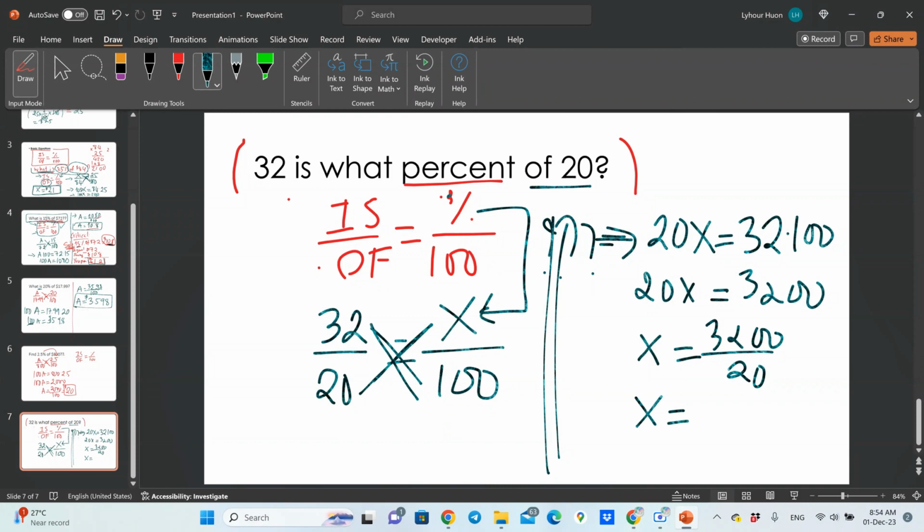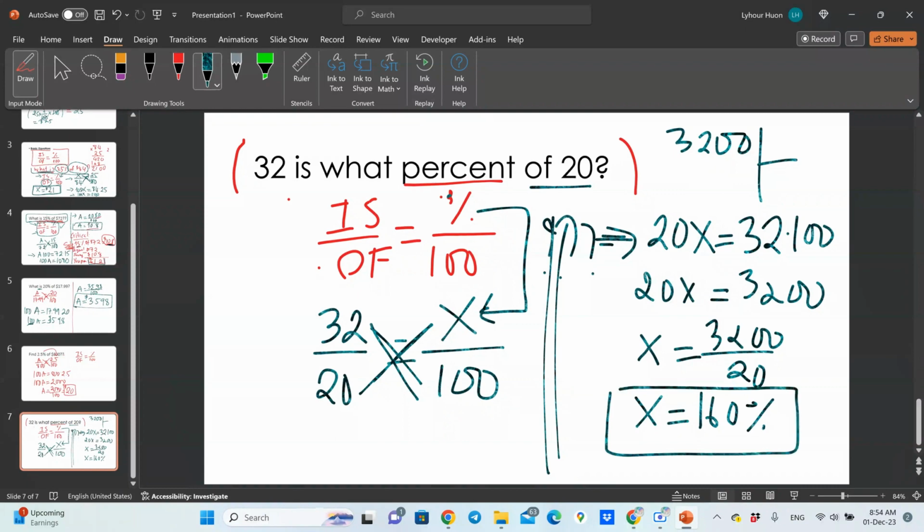Hold on. Yes, it's 160. Correct, 160 is correct. But what is the unit for x now? Percent. Yes, percent. It's no longer the dollar. So x equal to 160%.